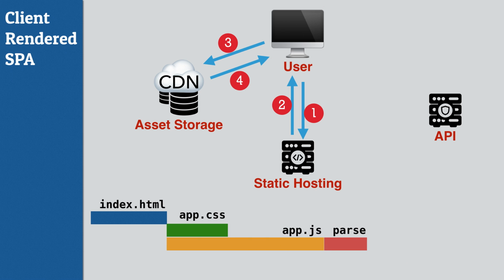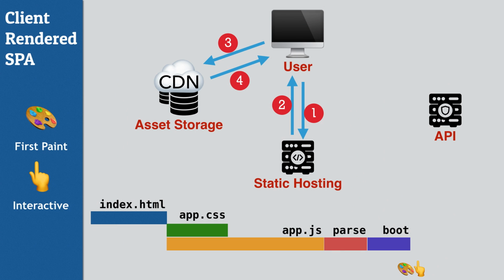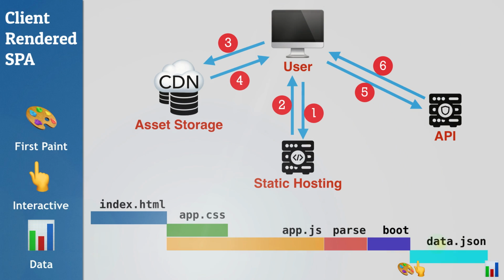It will be parsed from text into an abstract syntax tree, and then your app will be given a chance to boot. At this moment, we've hit our first two milestones, the time to first meaningful paint and the time to becoming interactive. We still have to go to our API and fetch some data before we can hit our third milestone here, and that'll require another round-trip network request.